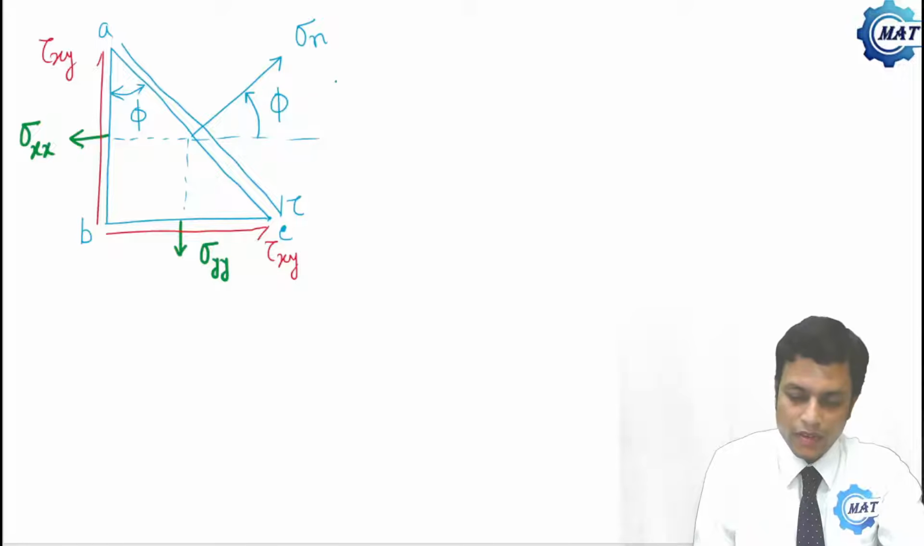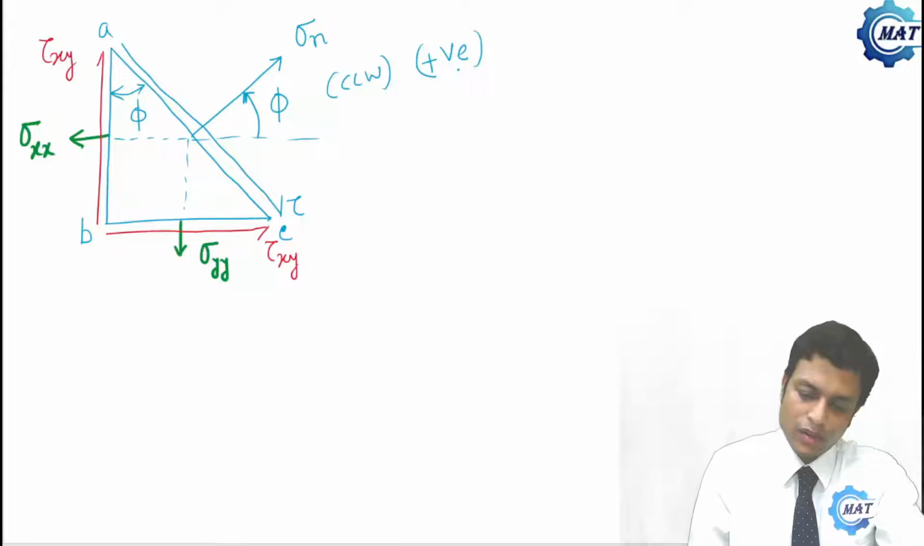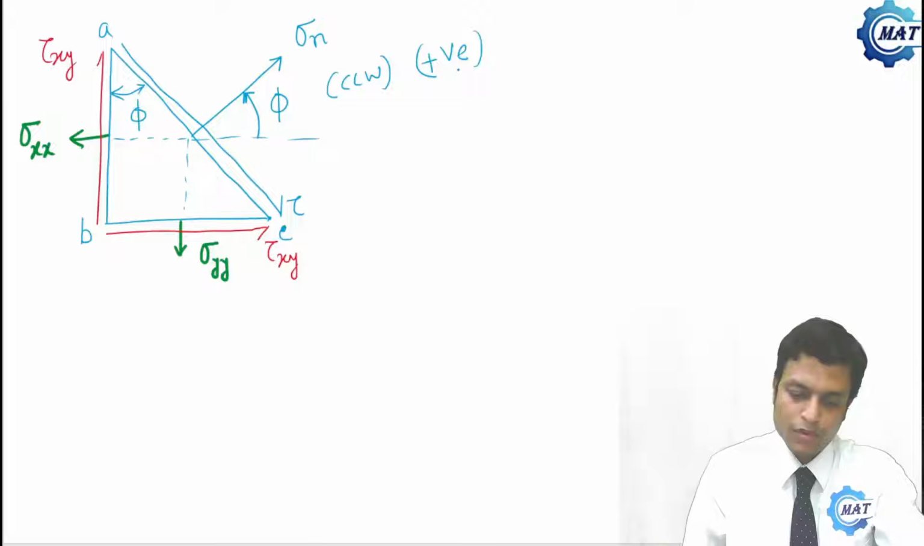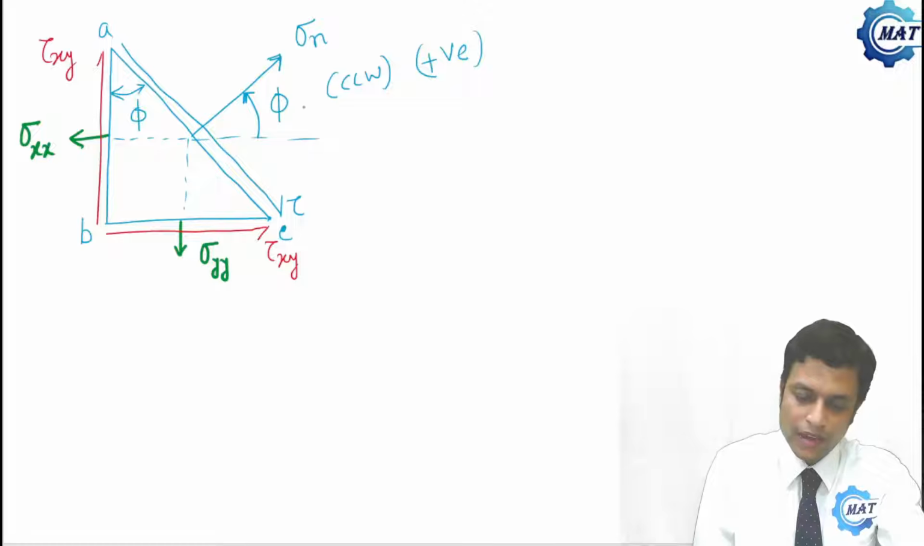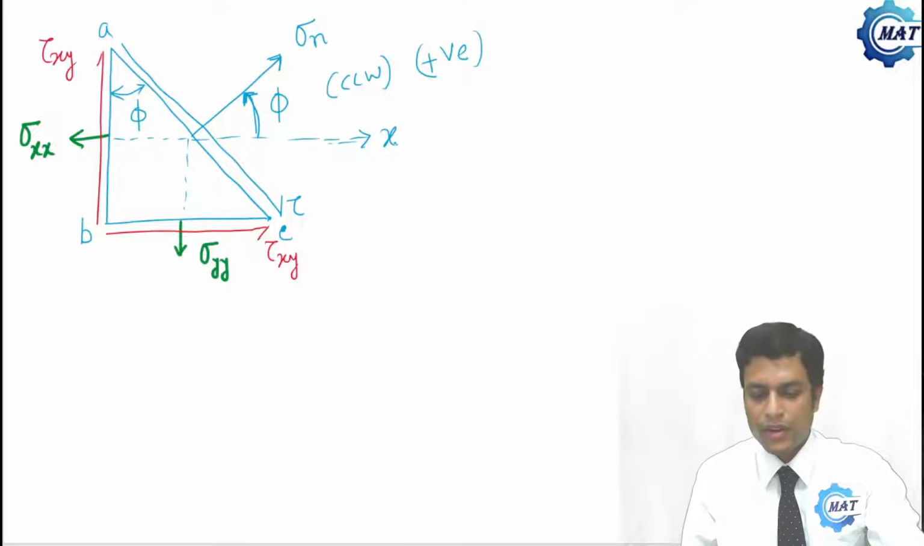This phi is in the counterclockwise direction, and counterclockwise rotation of planes is considered positive. This is for the plane, because the normal of this plane is rotated by phi in the counterclockwise direction from x. So this is about the free body diagram.